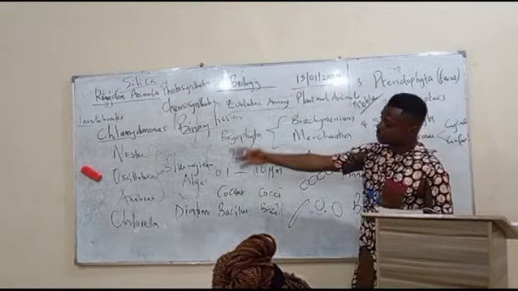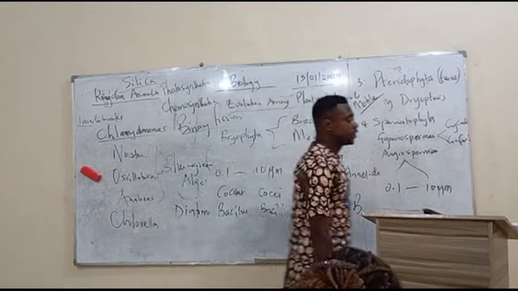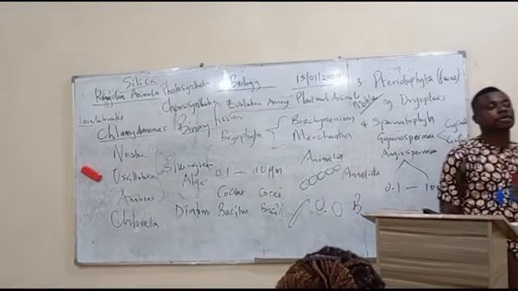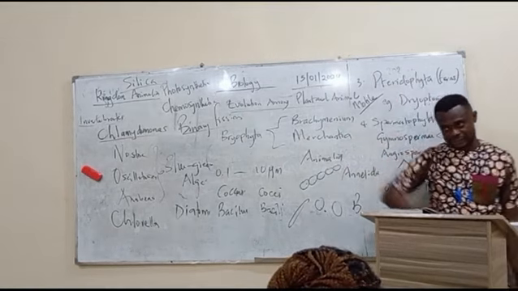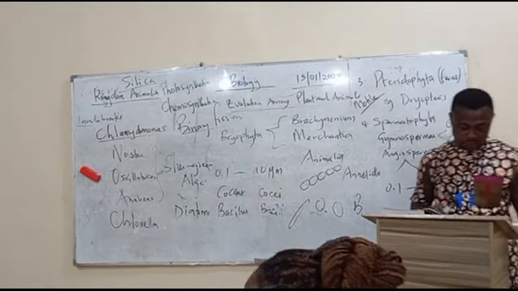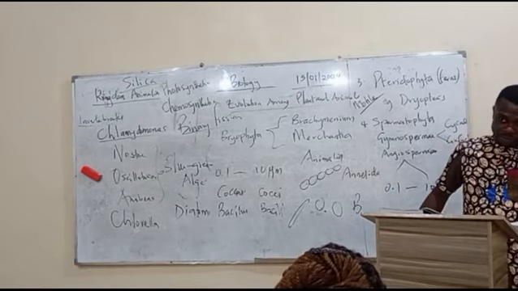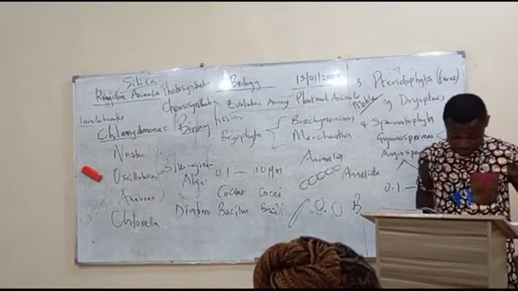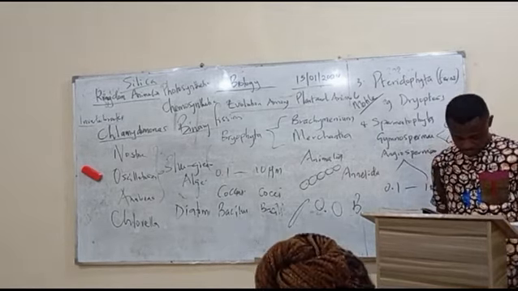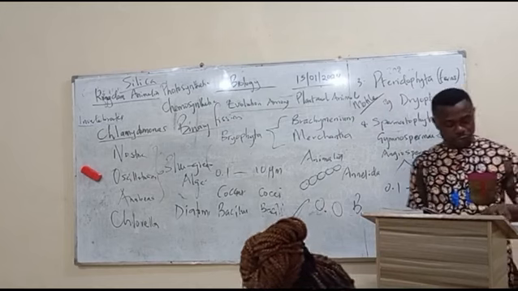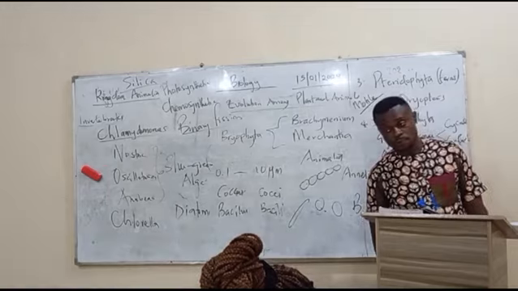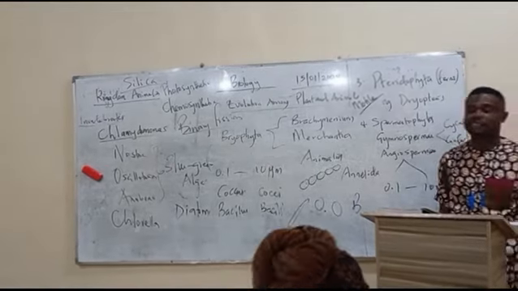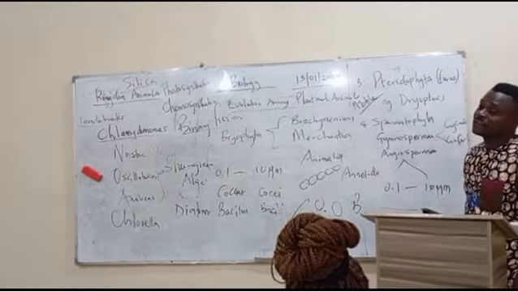One is that they feed on already made food. They have no cellulose cell wall. They feed on already made food and have no cellulose cell wall. Okay? Good.